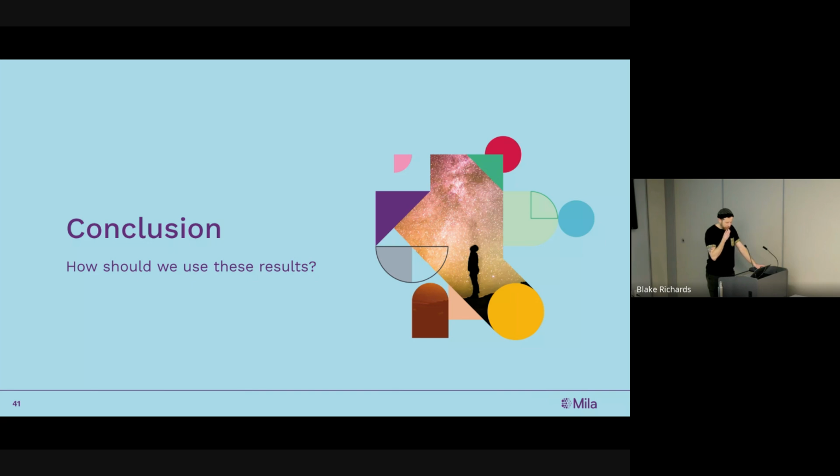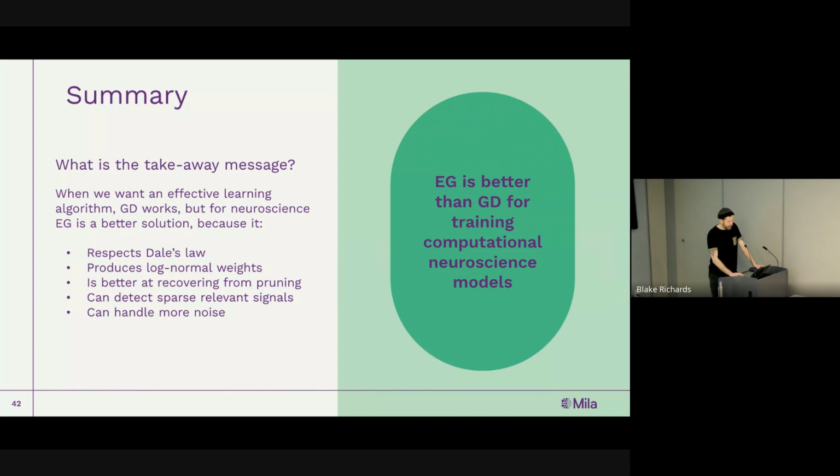Okay, so I'm going to wrap up now. How should we use these results? The takeaway message is that we want, as I said at the start, multi-level models. We want normative models that we can actually train to do the sorts of things that animals do, which traditional computational neuroscience rules like Hebbian plasticity do not allow us to do. But we want those models to start to move towards more phenomenological and eventually, of course, biophysical realism.